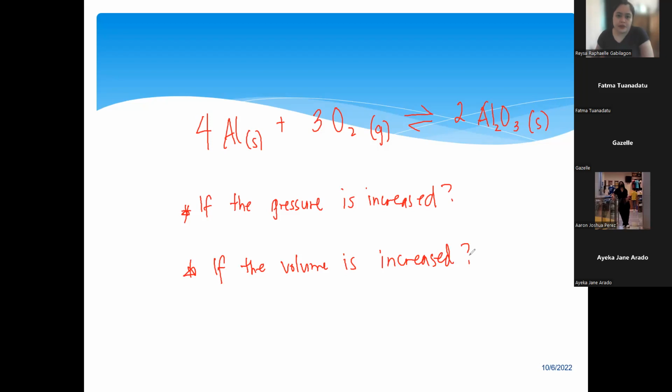Okay, so for example, this one, if the pressure is increased, what will happen? And if the volume is increased, what will happen to the direction of the chemical reaction? You have 4 aluminum plus 3 oxygen yielding 2 moles of aluminum oxide.